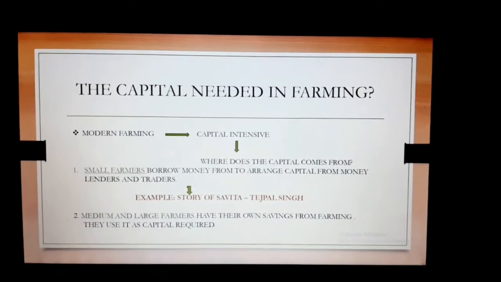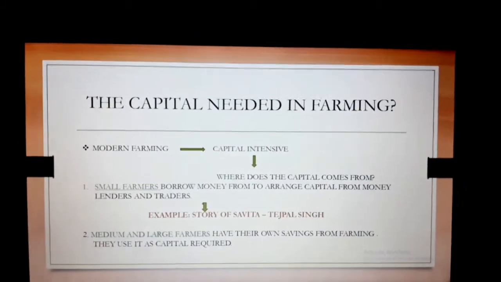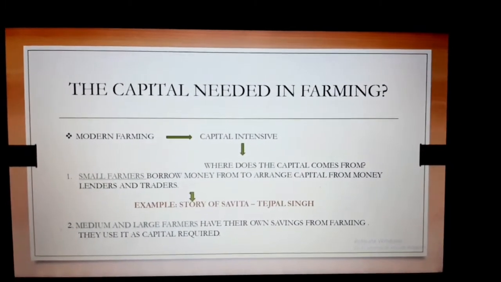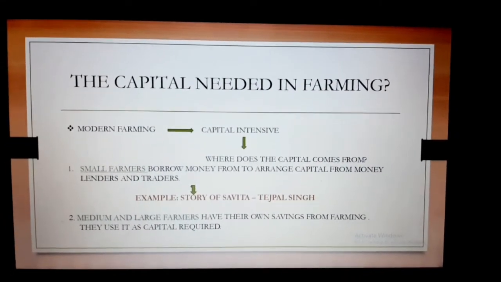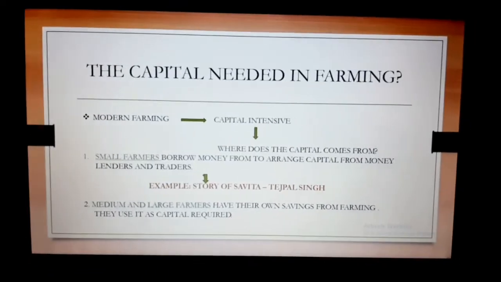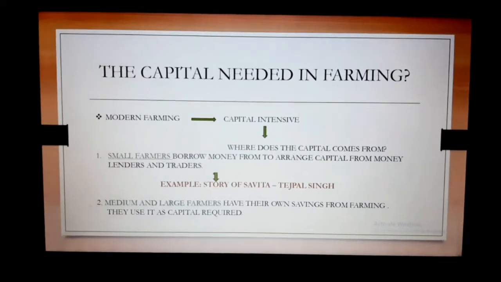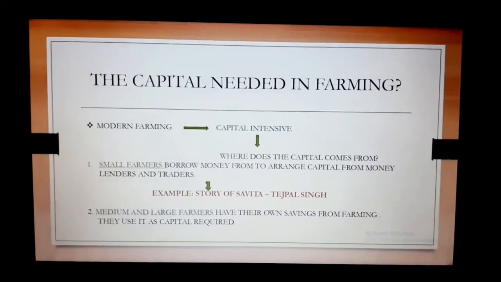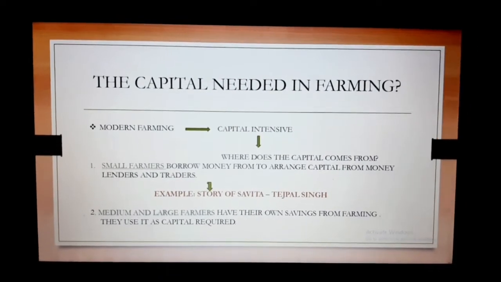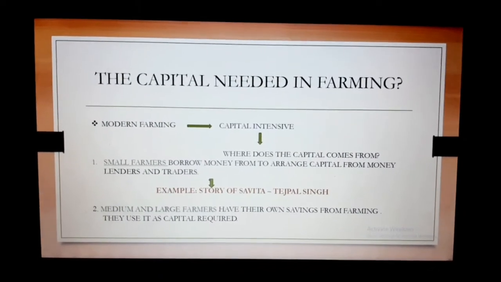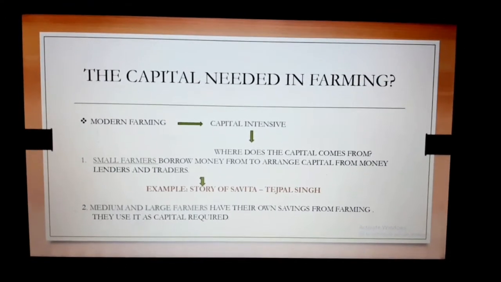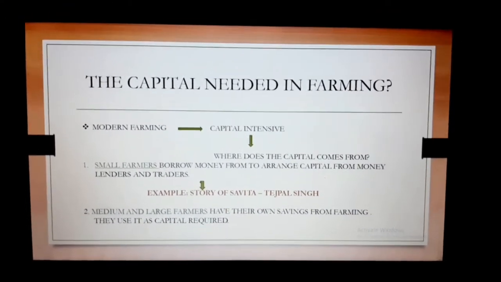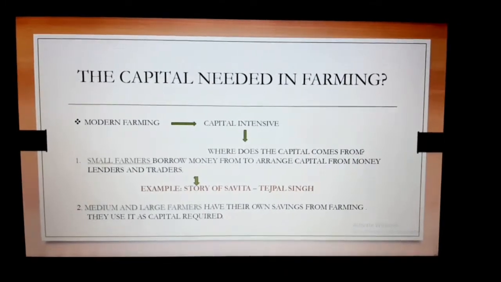Now the third factor of production is capital. The capital needed in farming: modern farming is capital intensive. We have already discussed what the modern farming methods are and how they work. So here it asks, where does the capital come from? Small farmers borrow money to arrange capital from moneylenders and traders.